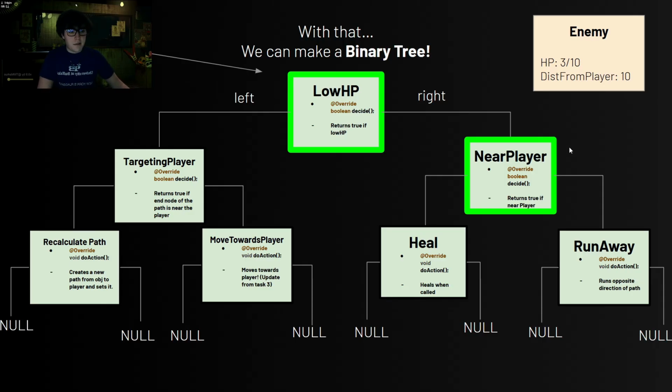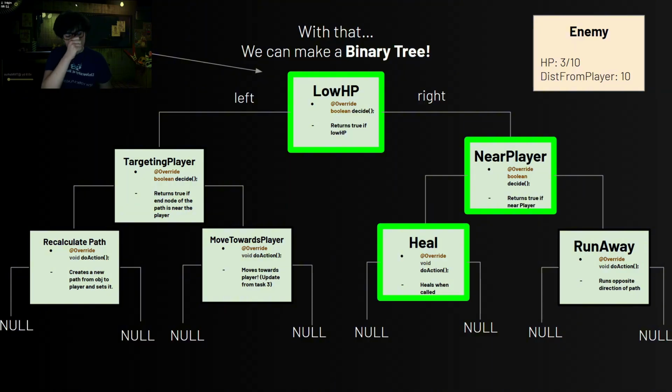So we ask near player, hey, decide. What should I do? Am I near the player? Well, my distance from the player is 10. So I'm not near the player. And if I'm not near the player, then I'm going to want to heal. And you might start to understand now the kind of intuitive flow of this tree. However, we get to a special case now. We get down to heal. And we ask ourselves the question, is heal a leaf node? Well, its left and rights are null, meaning that it is in fact a leaf node.